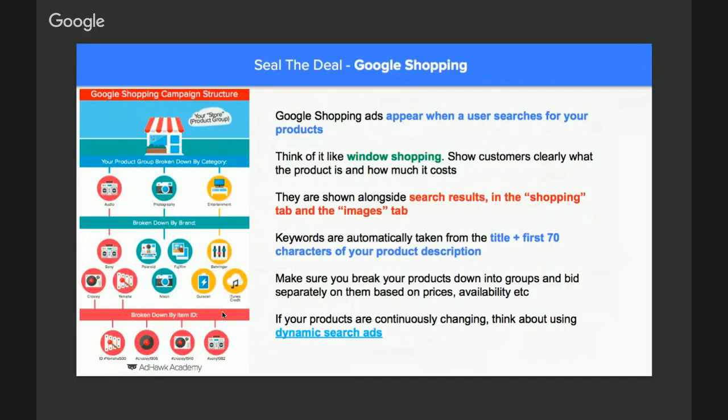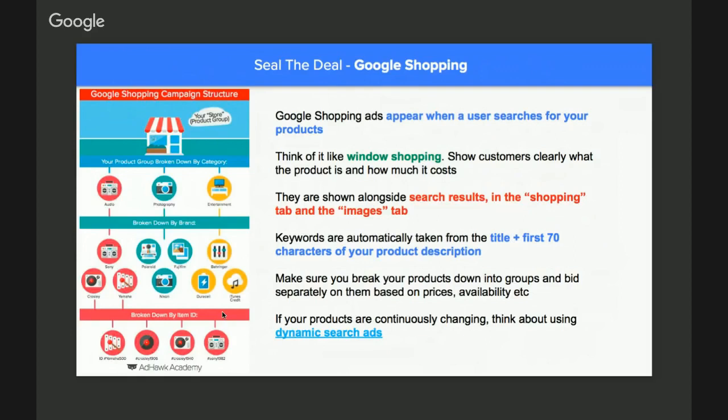They're shown in the shopping tab up top, and they recently are now showing in the image tab up top of Google. So it can be shown in 3 different places. It is really a powerful tool for e-commerce companies. Now, you don't add keywords to these campaigns.